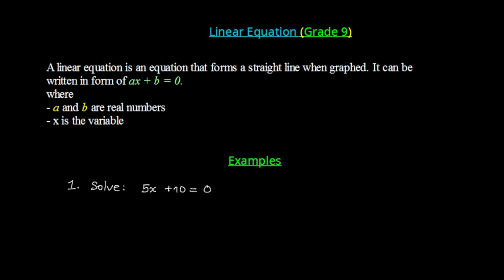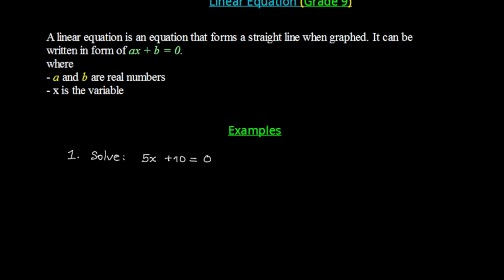When you have something like this, you don't need to panic, it's very easy to solve. The rule for addition and subtraction of constants will apply when solving equations. Let's have the solution: 5x plus 10 equals 0, and we collect like terms, taking this 10 to the other side by subtracting, because we have addition here, so we subtract 10 from both sides.